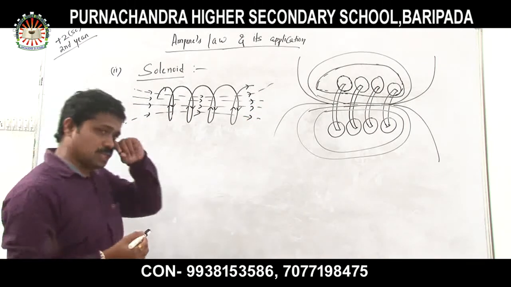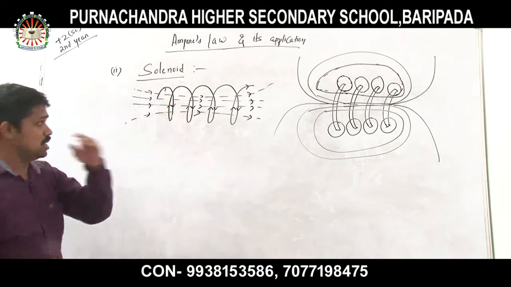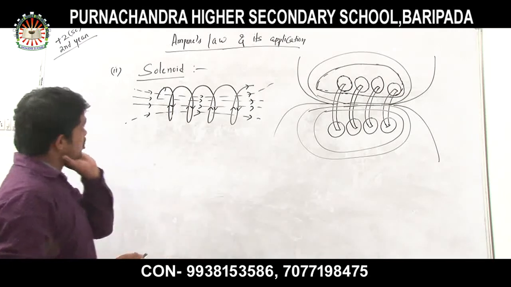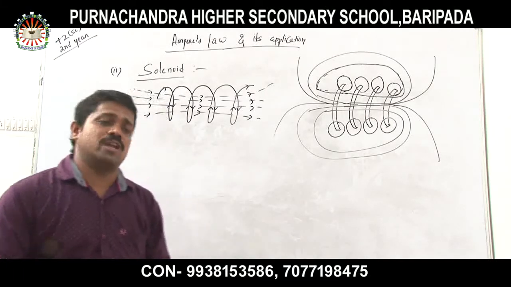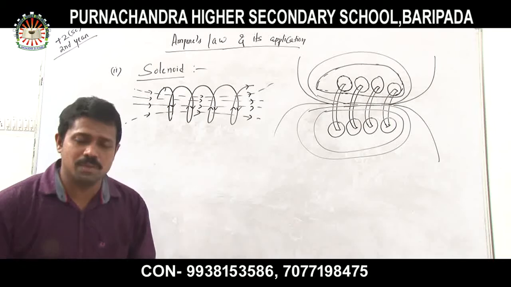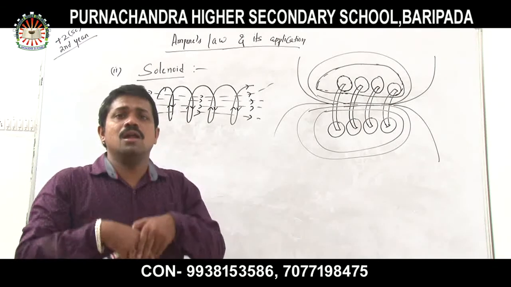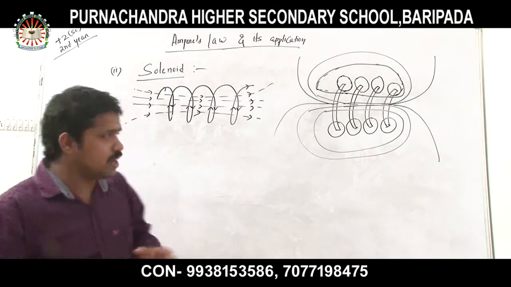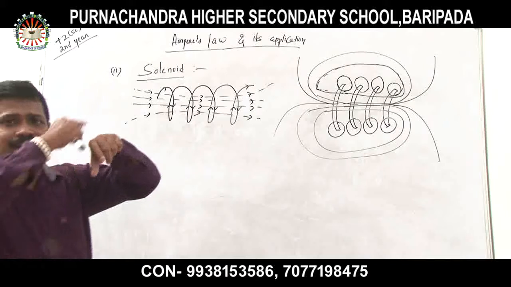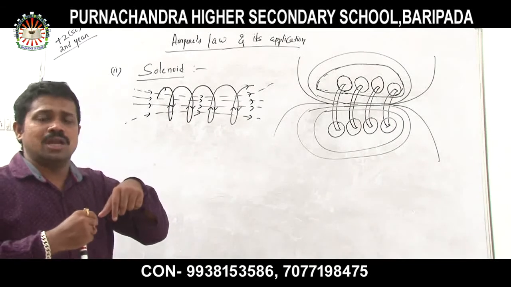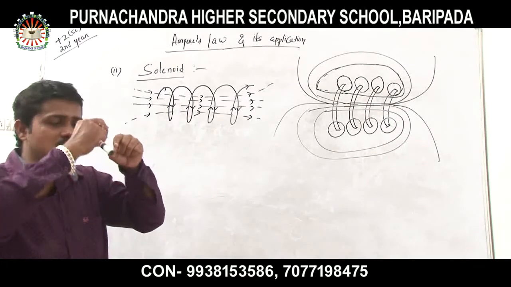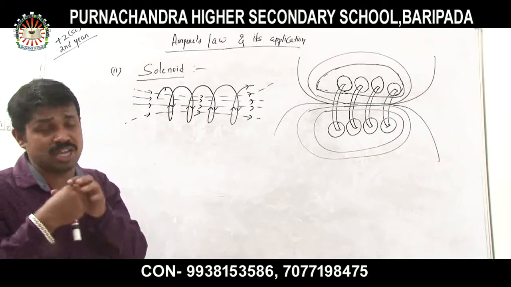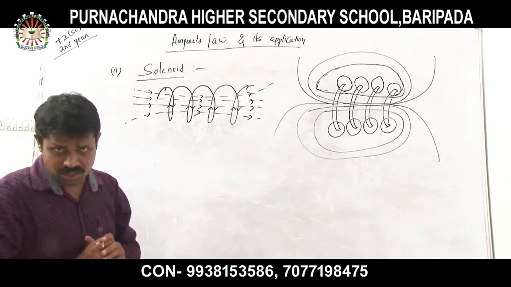Okay, so now this is the graphical or structural representation of a solenoid. So what is a solenoid? First of all, let us know. A solenoid is nothing but a helical structure, just like this. That means a wire or a coil is wound. Which type of wire? Insulated wire. Listen very carefully.